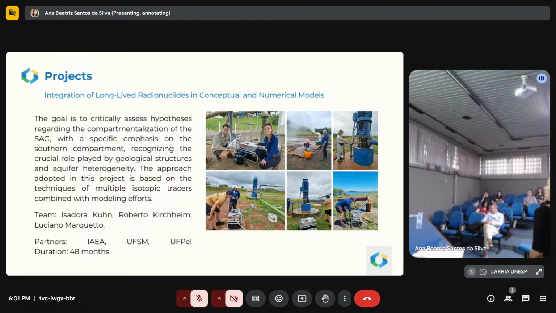Currently, there is a PhD student joining us. He's from Universidade Federal de Pelotas, and he will be dedicated to developing the numerical model.